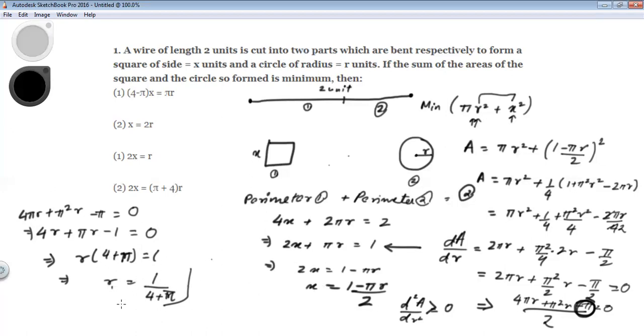So now if we plug this in this equation, we get x equals 2 by (4 plus pi). And we know that 1 by (4 plus pi) is r. So therefore x becomes 2r, and therefore our answer is 2.